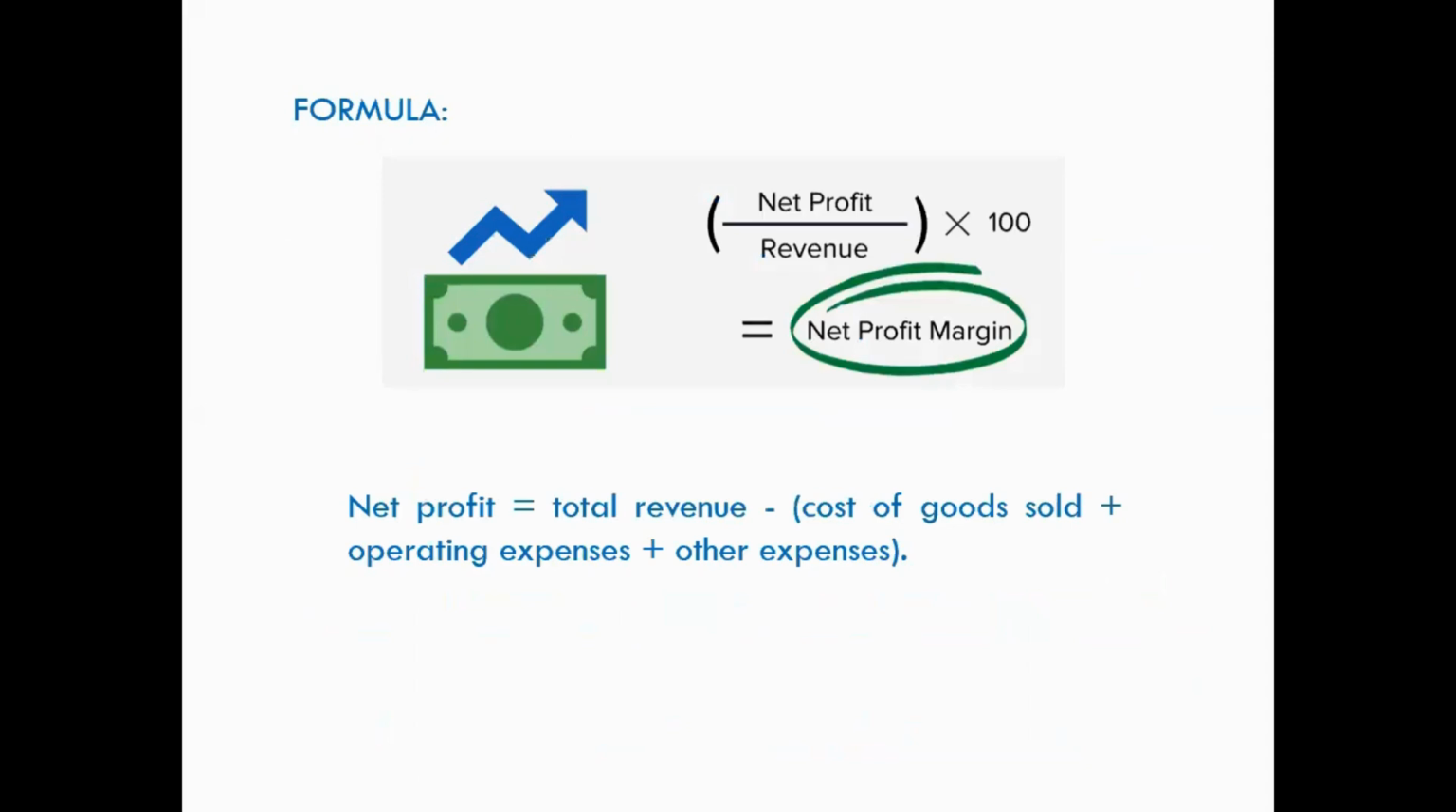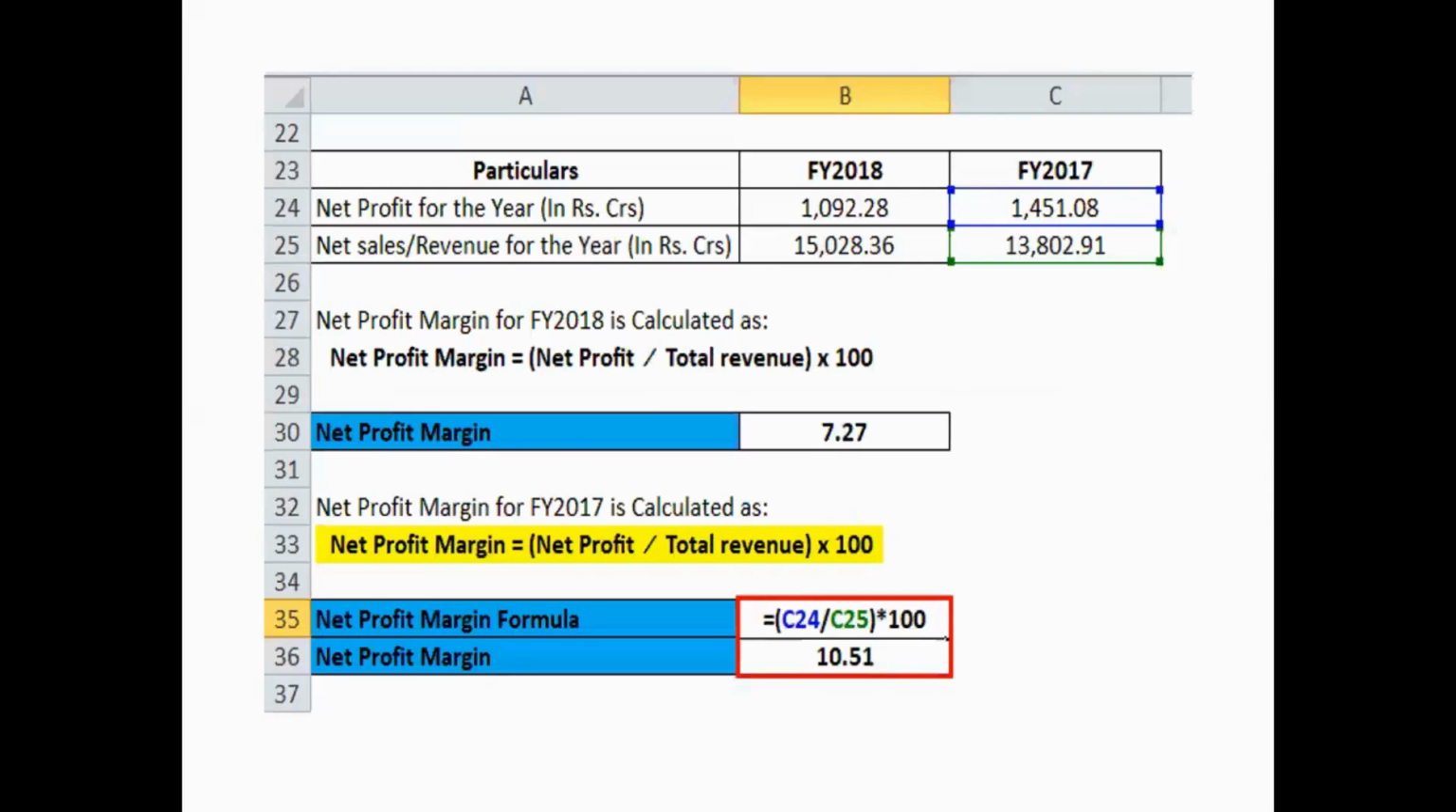Here the formula of profit ratio: net profit by revenue into 100. Net profit equals total revenue minus cost of goods sold plus operating expenses plus other expenses. Here is the way we calculate net profit margin.